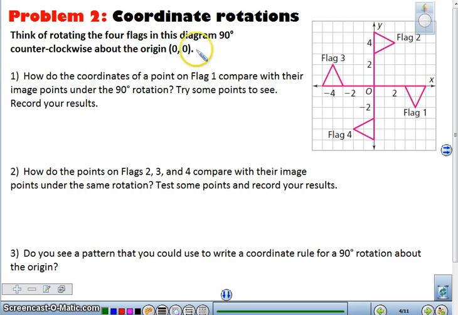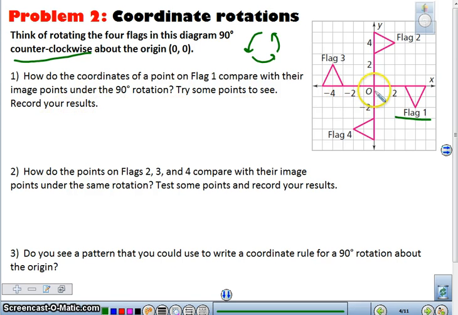It says, think of rotating 4 flags at 90 degrees counterclockwise about the origin. Notice the positive degrees is always going counterclockwise. Counterclockwise is going in the opposite direction of around a clock. It says, how do the coordinates in flag 1 compare to their images under a 90-degree rotation? So let's try some. The first thing we want to look at is flag 1 over here, and then we're going to compare that to flag 2.